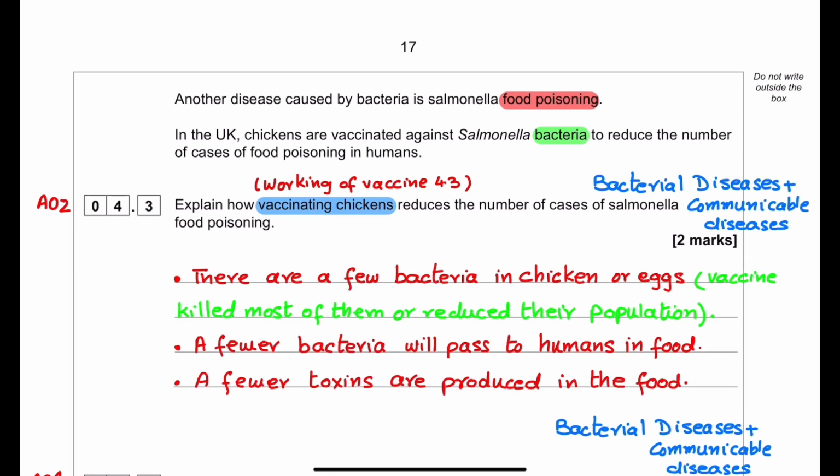The model answer is there are a few bacteria in chicken or eggs because the vaccine killed most of them or reduced their population. Therefore, a few bacteria will pass to the humans in the food. Or the student can write the other option, fewer toxins are produced in the food. So it will reduce the chances of food poisoning in the humans.